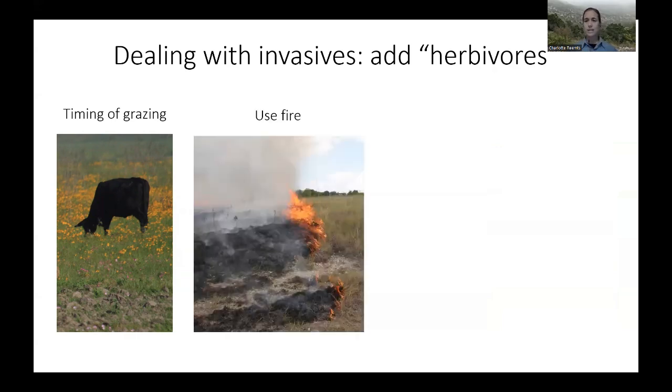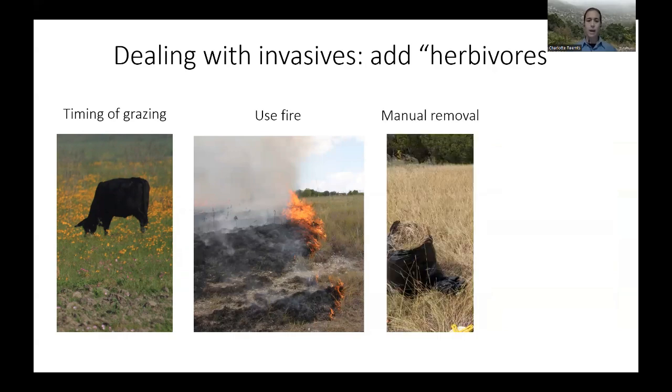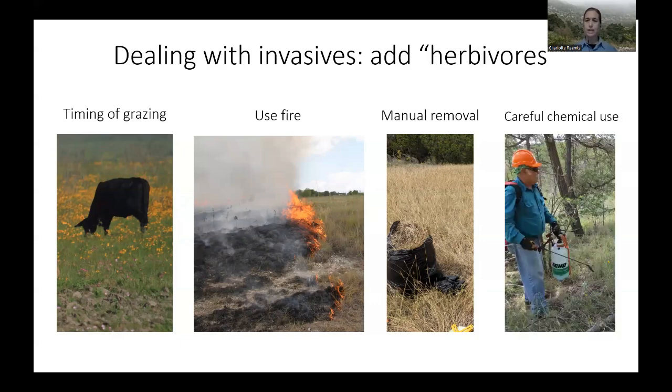We can use things like prescribed fire very carefully. At the right time of year, it can be really effective at dealing with invasive species. Probably for most of us in our yards or the places we work, manual removal, just going out there, cutting things down, digging them up. This is a bunch of King Ranch bluestem that I was cutting out. And sometimes chemical use is going to be your most efficient way to get rid of things.